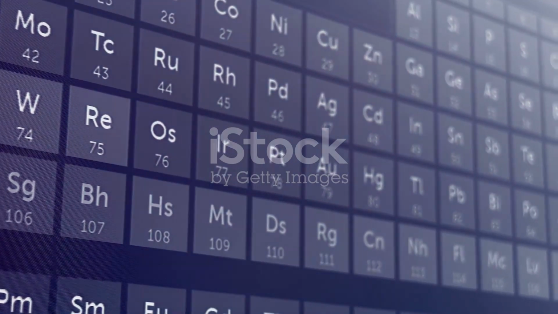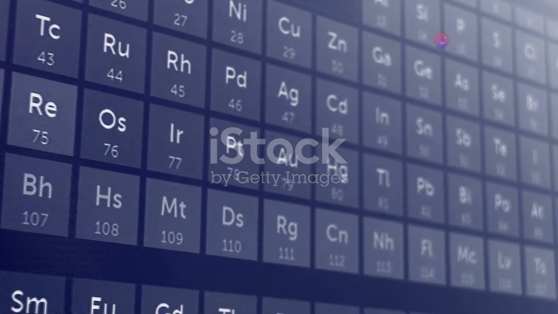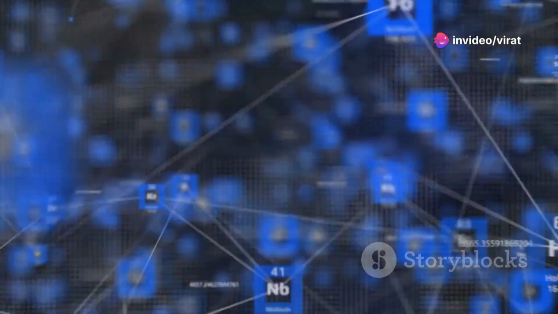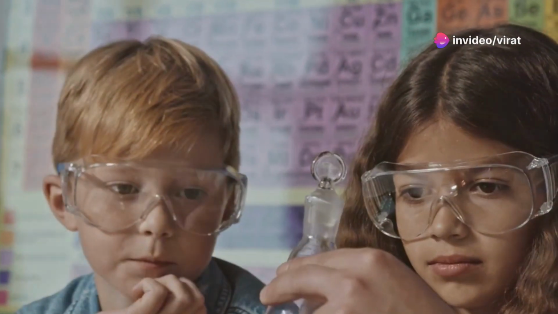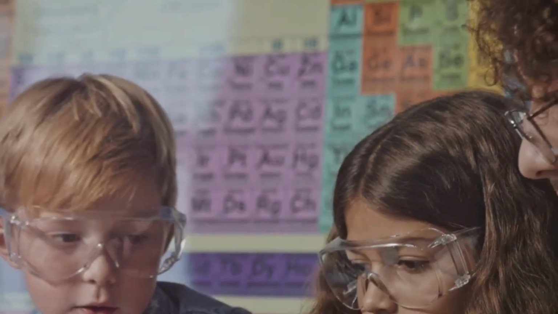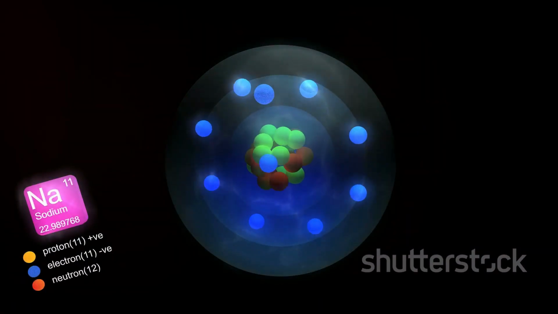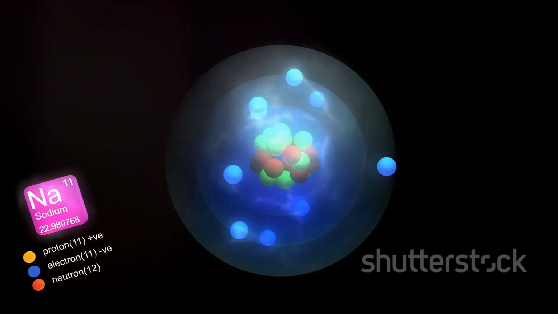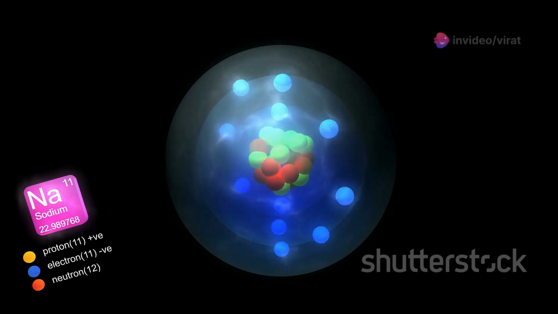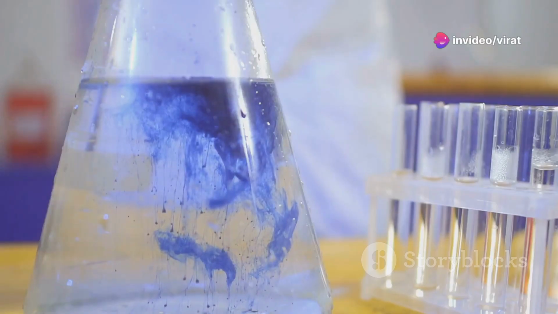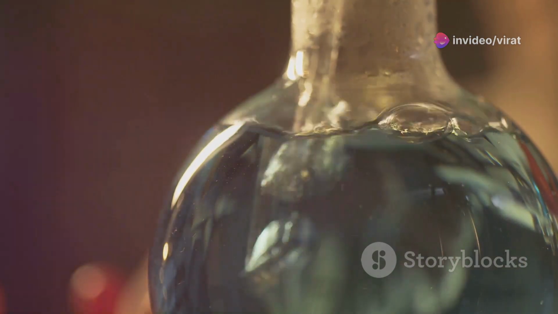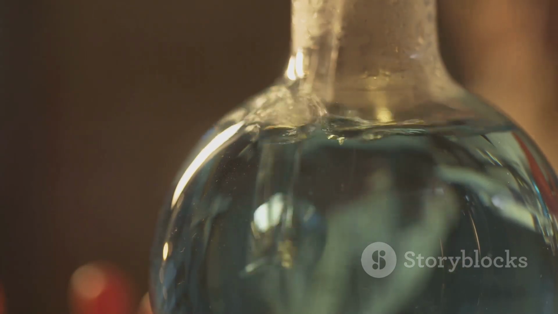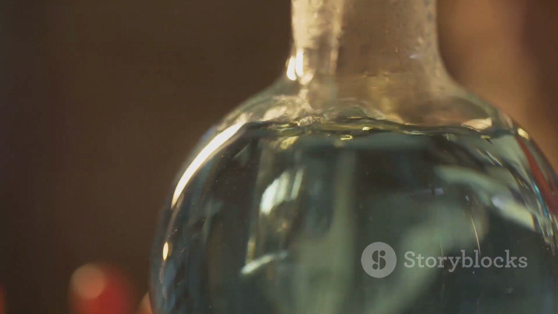Section 5. Alkali metals, the reactive champions. Let's meet some of the key players on the periodic table, starting with the alkali metals. These elements occupy group 1 and are known for their high reactivity. Alkali metals have only one valence electron, which they readily lose to form positive ions with a +1 charge. This makes them highly reactive, especially with water. In fact, their reactions with water are quite explosive, producing hydrogen gas and an alkaline solution.